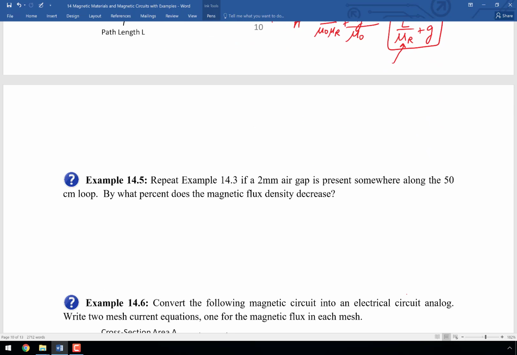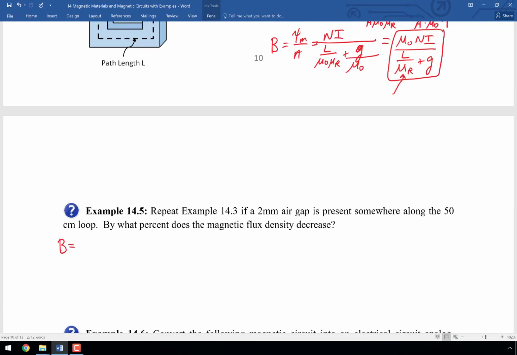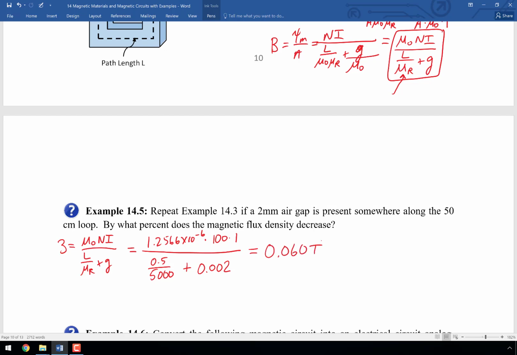So let's repeat example 14.3, which was the one with just a solid piece of ferromagnetic material, if we introduce a 2 millimeter air gap somewhere along the 50 centimeter loop. And so we're going to find out what happens there. Well, I can just use the equation. It's still up at the very top of the screen there. B is going to be equal to mu sub 0 Ni divided by L over mu sub R plus G. So this is 1.2566 times 10 to the minus 6th multiplied by N multiplied by I divided by, the length was 1/2 meter, divided by, it was commercial iron, so the relative permeability is 5,000, and then the gap is 2 millimeters, which is 0.002 meters. And if we do all of that, we end up with a strength of only 0.060 Tesla.